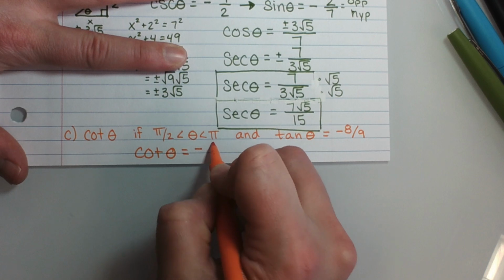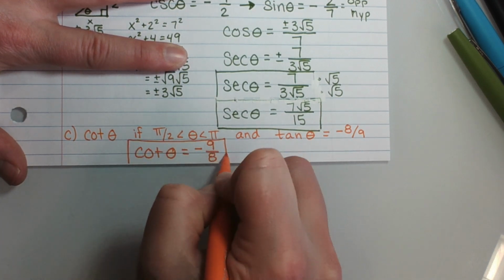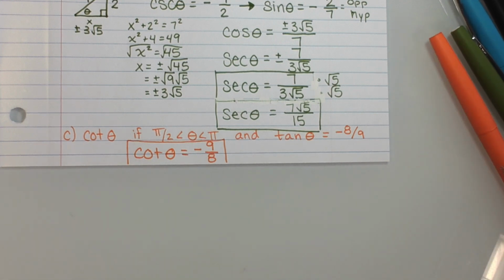You don't even need to look at the unit circle for the positive or negative piece. Because if tangent's negative, guess what? Cotangent's going to be negative. Okay. We're going to stop right there.